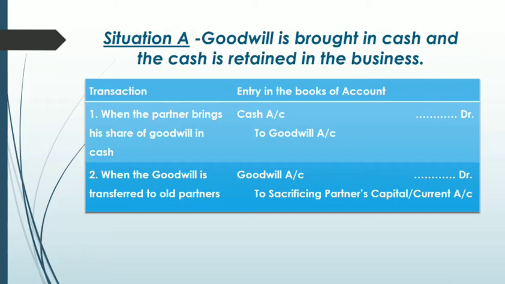The first situation is goodwill brought in cash and the cash is retained in the business. The first transaction is when the partner brings his share of goodwill in cash, the journal entry will be cash account debit to goodwill account. And when the goodwill is transferred to the old partners, the entry will be goodwill account debit to sacrificing partners' capital or current account in their sacrifice ratio.